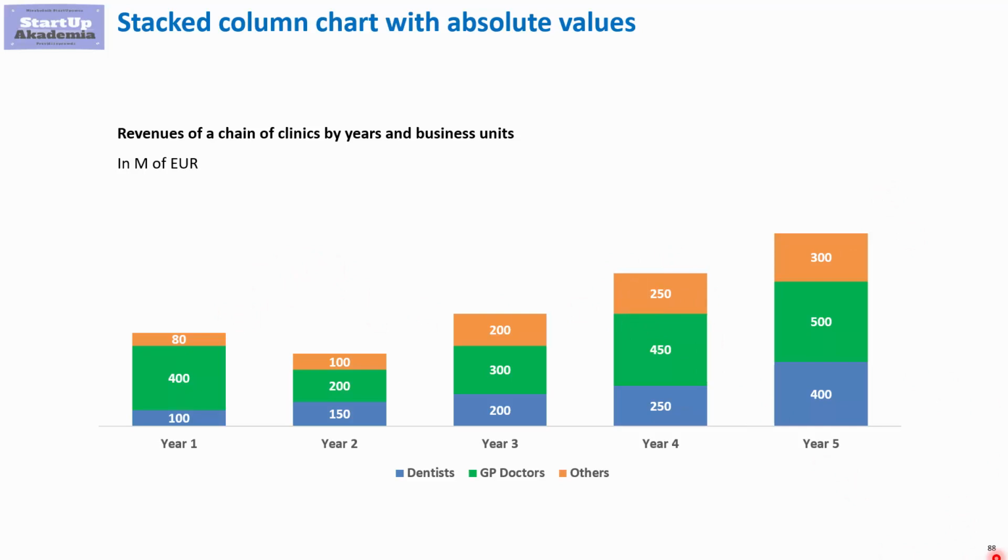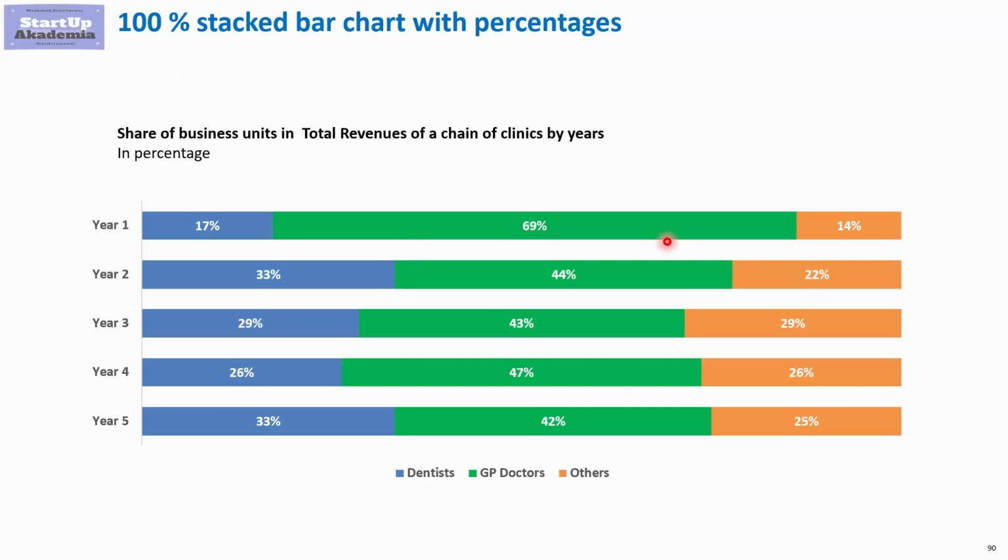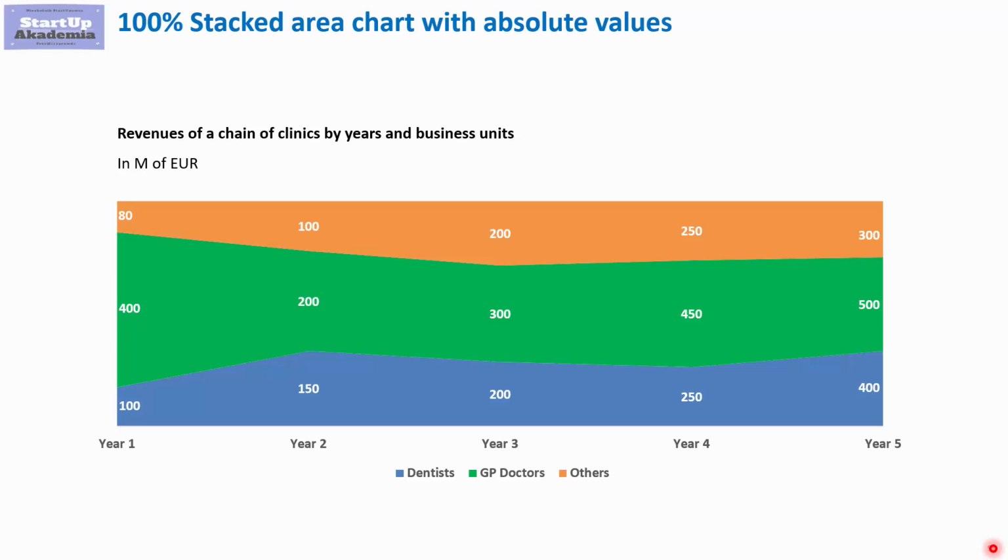The same information you can put in the form of a bar charts. So here we've got the revenues in the form of a 100% stacked bar chart with absolute values. Obviously, percentages are more than welcomed. The last type of a chart from this family would be the area chart. So here it is 100% stacked area chart with absolute values and again with percentages. As you can see, this is not as visible as column charts. Therefore, I would recommend rather to stick to either column or bars.